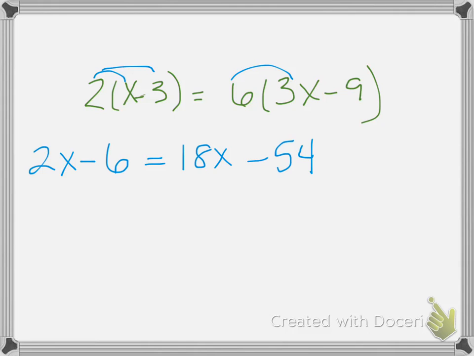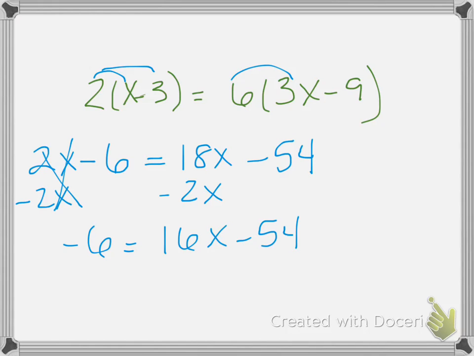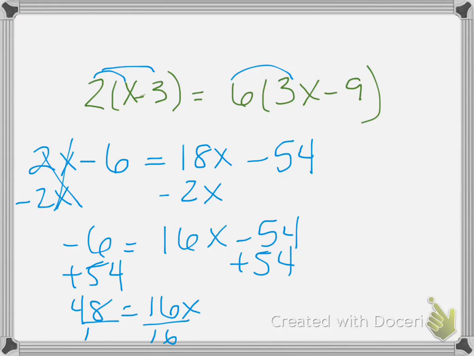Okay, so let's start moving things around. Let's get rid of this 2x over here. So I got negative 6 equals 16x minus 54. We got to add 54 to get rid of it. So we'll have 48 is equal to 16x. Right now we're multiplying, we got to divide to get rid of it. So then we get x to equal 3. And again, you could plug it back in for your x values and check to make sure both sides equal.